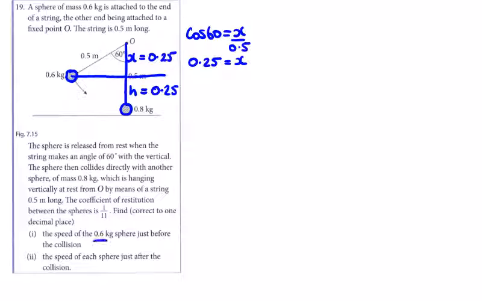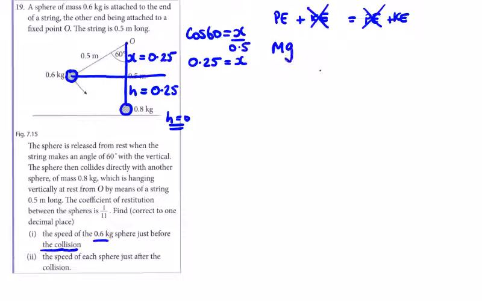We're looking for the speed of the 0.6 just before the collision, so that's before anything happens. So we have this system of potential energy and kinetic energy before, which will be equal to the potential energy and kinetic energy afterwards. At the top, the kinetic energy, mv squared, is 0, since it's released from rest. Afterwards the potential energy has a height of 0 at the bottom, so that will be 0. So the initial potential energy, mgh, will be equal to the kinetic energy afterwards, which will be a half mv squared.